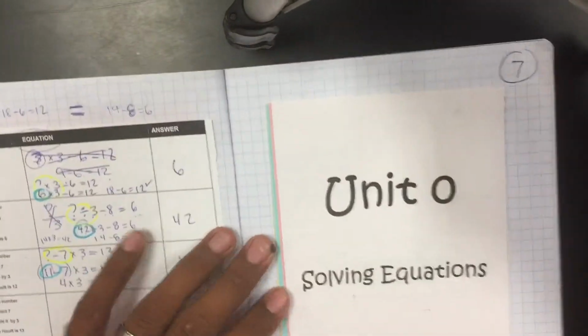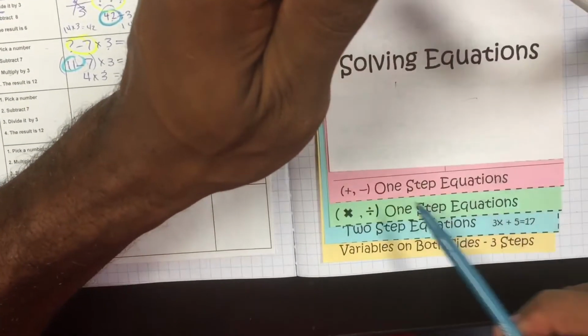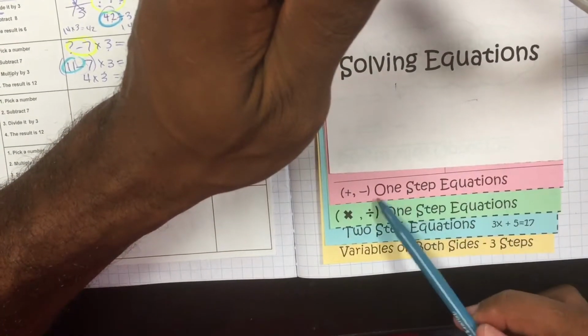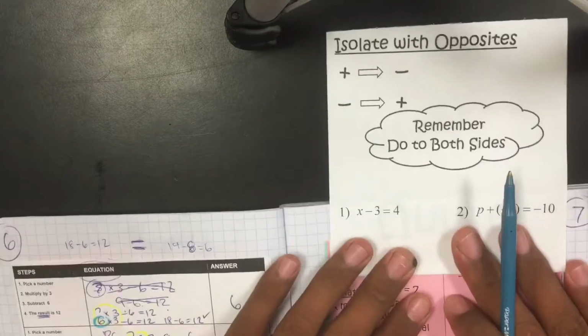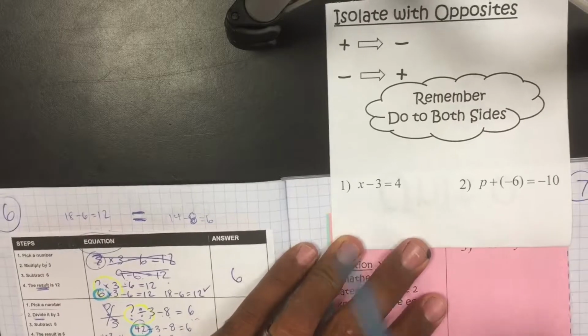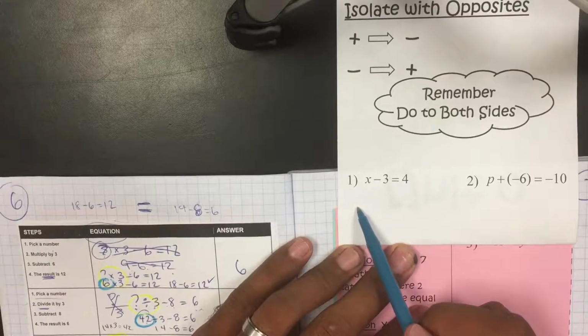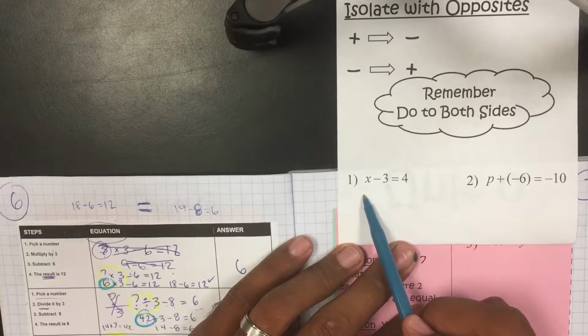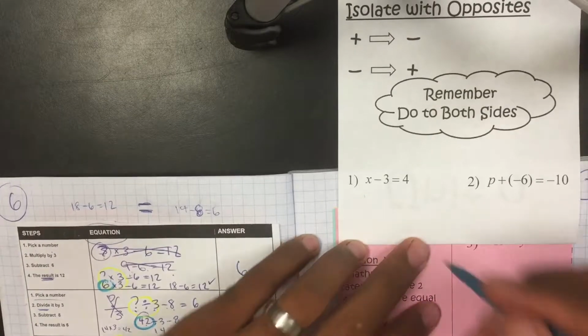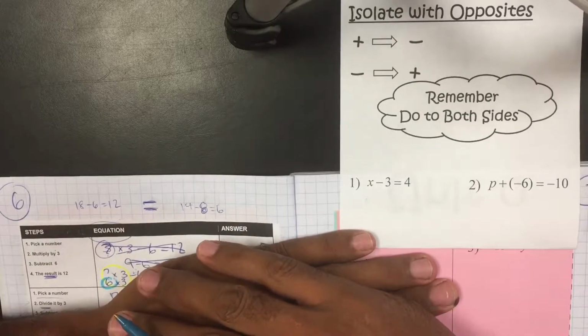Okay, so if I go to one-step equations, you'll see here it says one-step equations, plus and minus. We're going to do that same thing, except now we're going to have a letter. So before we used a question mark because we didn't know, but instead of a question mark, now we're going to use the letter.